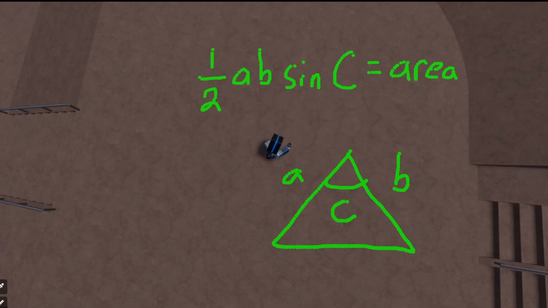So if you do 1/2 times the side length of A times the side length of B times the sine of angle C, you will get the area of this whole triangle. So that's what this formula is all about. Let's take a look at a few problems to explain this concept better.